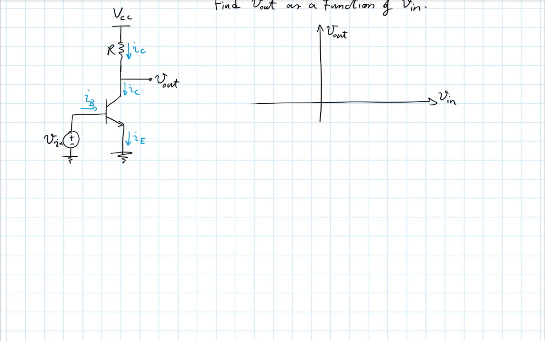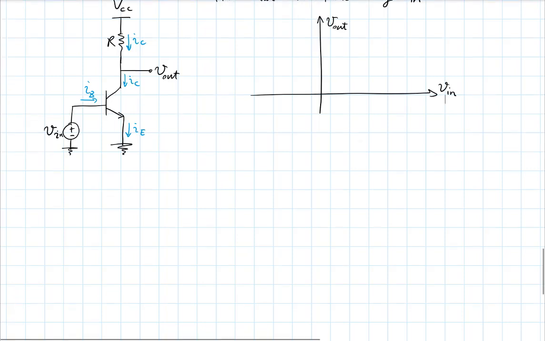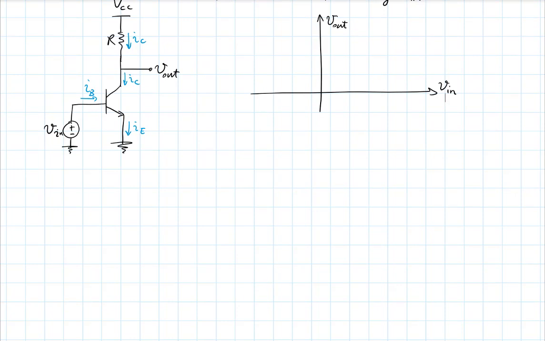If V in is a very negative value, the base emitter diode is biased negatively. It's in reverse bias. There is essentially no current, and so the collector current is 0. I'll write it here. If V in is less than around 0.7 volts, say, IC is small.